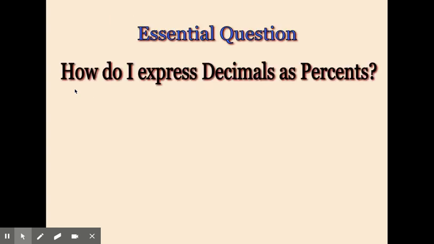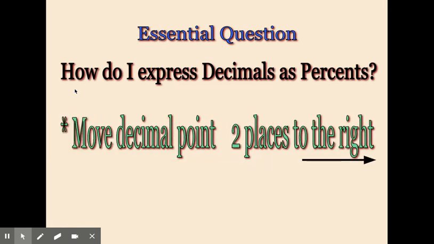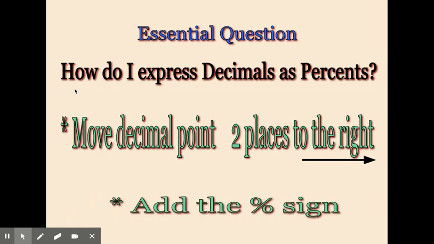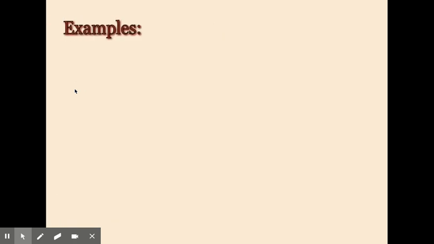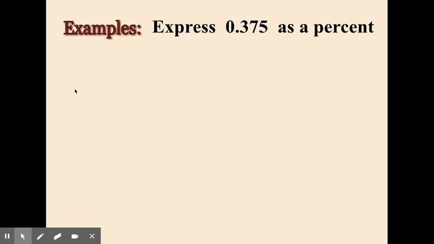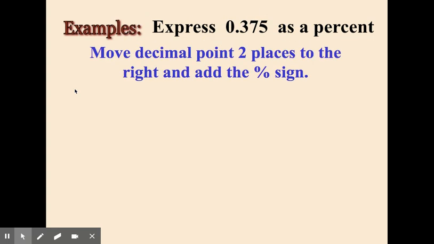How do I express decimals as percents? You're going to move the decimal point 2 places to the right and just add the percent sign. Here's an example. Express 0.375 as a percent. You're going to move the decimal 2 places to the right and add the percent sign. So I move it over once. I move it over a second time.